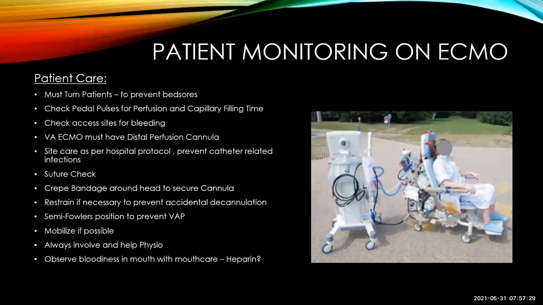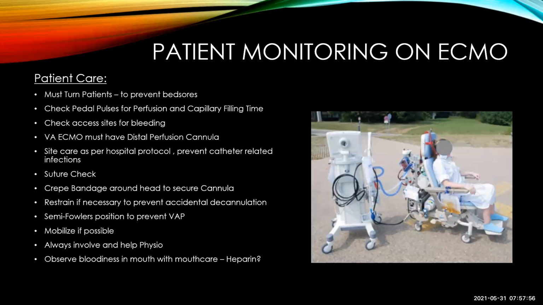On VA ECMO, you must have a distal perfusion cannula to save a limb. Otherwise, you're definitely going to have loss of perfusion on that side. Site care, as per hospital protocol, to prevent catheter-related infections. And we normally don't have a lot of catheter-related infections due to the cannulas, because we don't change them often. So they will be there from the beginning to the end without being changed.